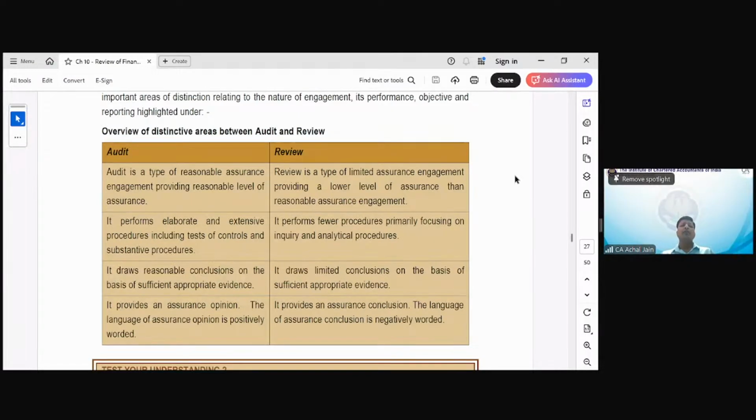When it comes to audit, you'll draw conclusions on the basis of sufficient appropriate evidence, and those conclusions will be reasonable. But when it comes to review, again, it's a limited assurance. When it comes to audit, you are providing an assurance opinion, which is worded in positive language. Means you are not saying that nothing has come to our attention. So it is positively worded. But when it comes to review conclusion, it is negatively worded. So you start with that nothing has come to our attention. So that is negatively worded. So that's how it goes. Clear?